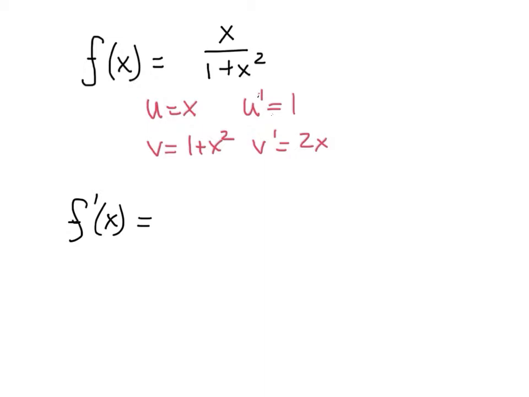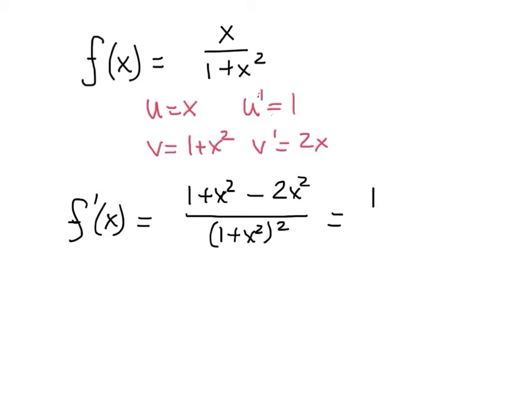So when we do the first derivative, we do vu prime, so that's 1 plus x squared times 1, which is still 1 plus x squared, minus uv prime, which is x times 2x, so that's 2x squared, divided by v squared, which is 1 plus x squared, and the whole thing's squared. We can simplify that a little bit. On top we end up with 1 minus x squared over 1 plus x squared squared.